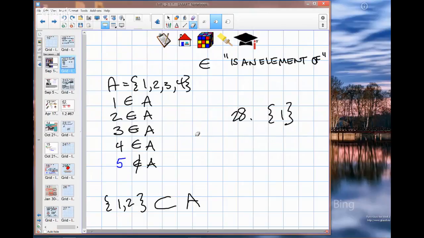But first of all, here's a set I made up. Set A. Okay, and let's just say it's got the numbers 1, 2, 3, and 4 in it. Okay, we have this new symbol. This funny looking E stands for "is an element of." And so it's proper to say 1 is an element of set A. Why? Because it's right in there. It's in set A. 2 is an element of set A, etc. But 5 is not an element of set A.